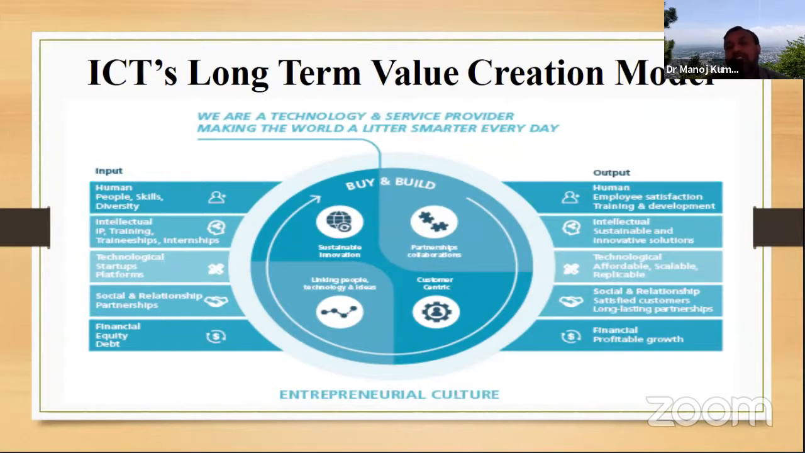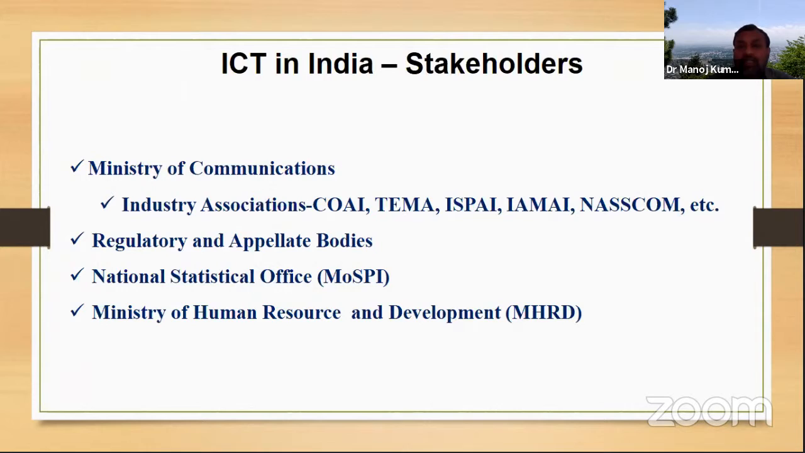So we'll see which are the stakeholders which are basically responsible for taking the decisions. These are the major ICT stakeholders in India. The Ministry of Communication. Under this Ministry of Communication come various industry associations like COAI, that is Cellular Operator Association of India, TEMA, that is Telephone Equipment Manufacturing Association of India, ISPAI, that is Internet Service Provider Association of India, IAMAI, that is Internet and Mobile Association of India, NASSCOM, etc. These are the industry associations which come under the Ministry of Communications.